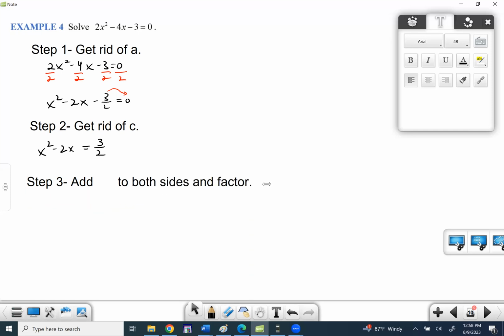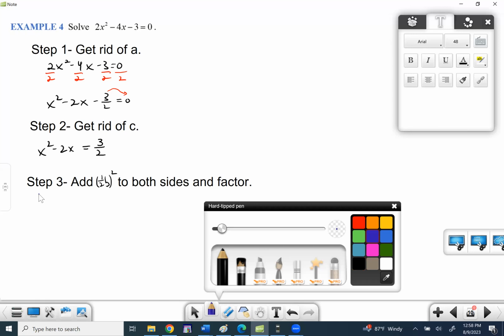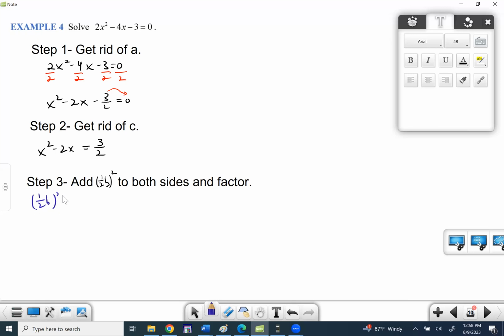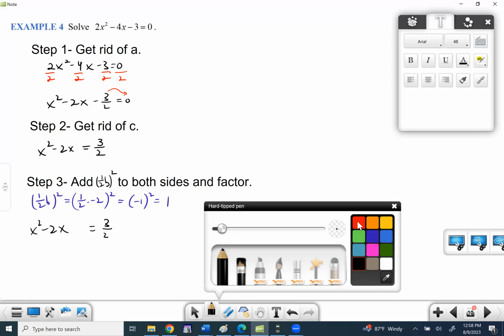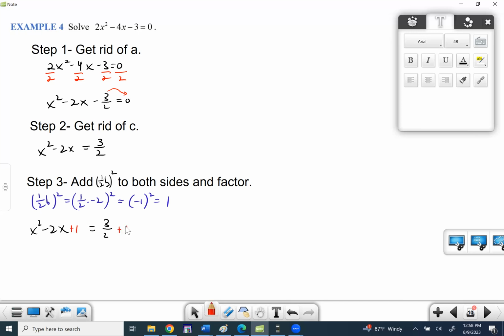Now, remember the factoring is going to be a lot easier now that we know that shortcut. All right, so the b in this case is -2. So half of -2 is -1. And -1 times -1 is 1. So that's what we're going to be adding to both sides. So we have our x squared minus 2x equals 3/2. Well, we're going to add 1 to both sides.